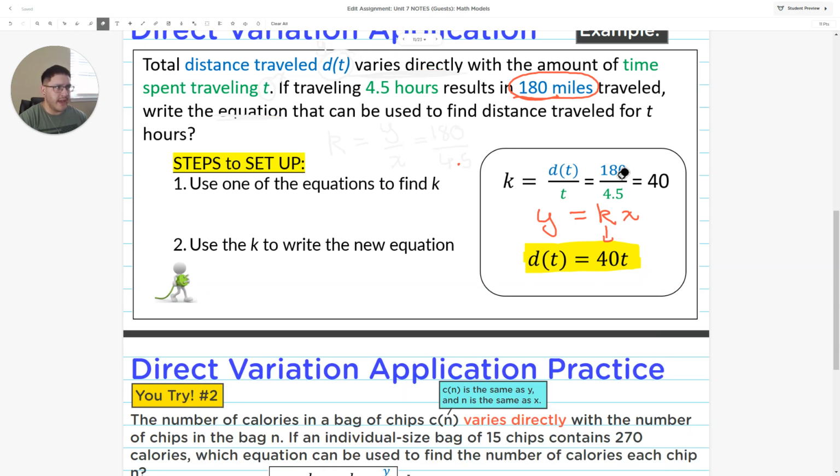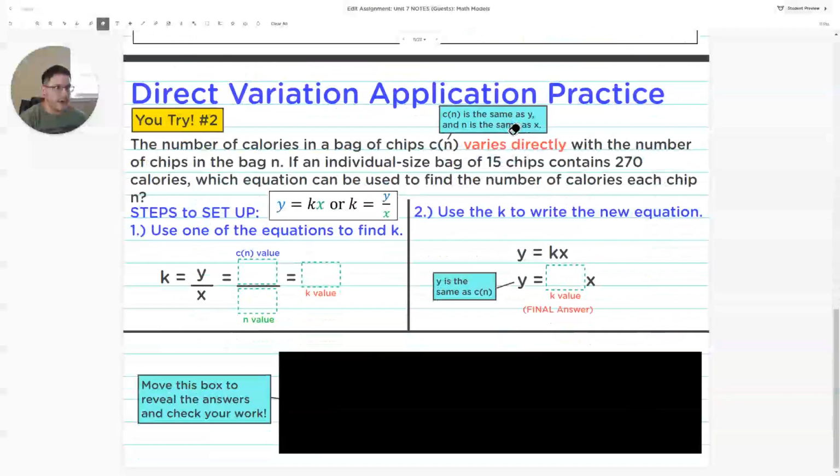Okay, that's it for this example. Now there's another You Try, You Try number 2. The number of calories in a bag of chips, C of n (remember, C of n is the same thing as y, and n is the same as x), varies directly with the number of chips in the bag, n. If an individual sized bag of 15 chips contains 270 calories, which equation can be used to find the number of calories each chip, n?